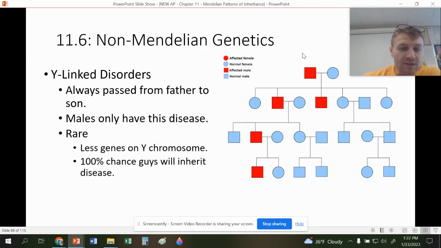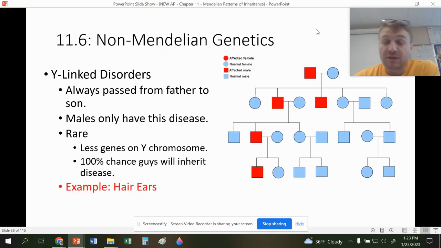I'm going to talk about Y-linked disorders. Again, this only affects males because it has to be passed from parent to offspring. In this case, males can only receive the Y chromosome from their father. So it happens much less often than X-linked disorders, but again, it only affects males. If a father has it, then all the offspring will also have it, or I should say all the offspring that are males.